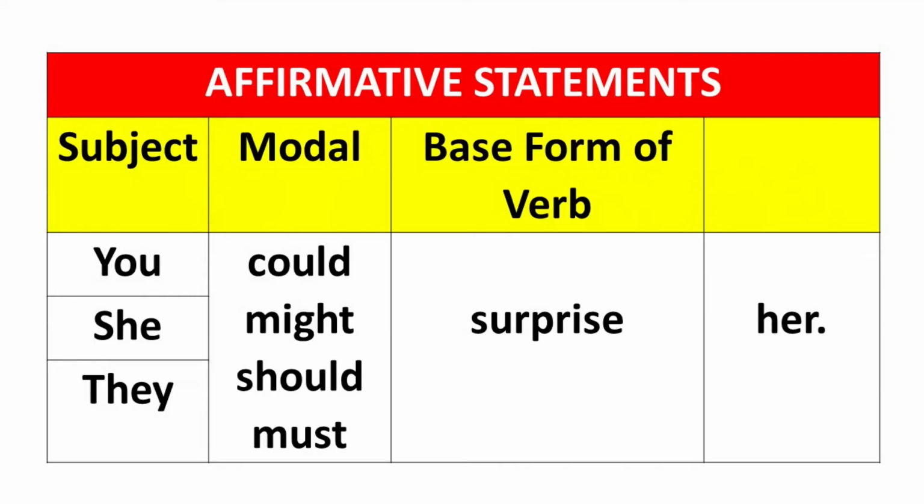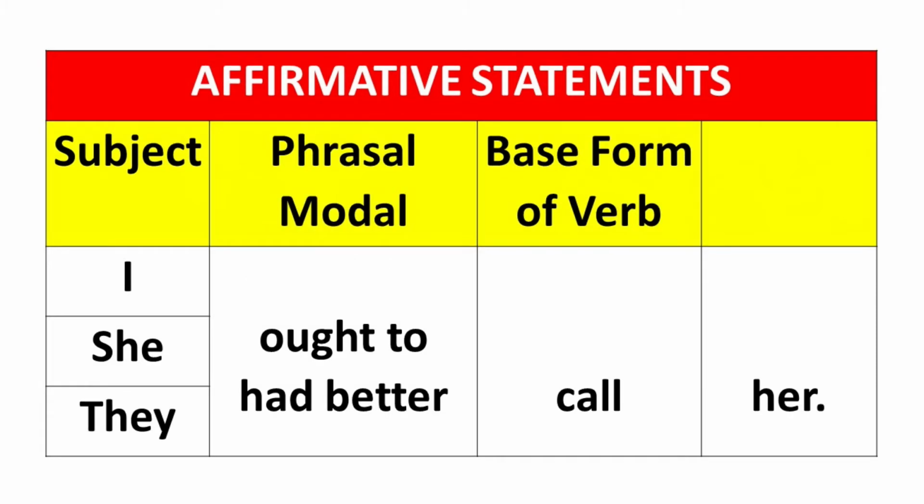Like all modals, could, might, should, and must are all followed by the base form of the verb and have the same form for all subjects. To form affirmative statements, we begin with the subject, then the modal or phrasal modal and the base form of a verb. For example, you could surprise her. You might surprise her. You should surprise her. And you must surprise her. You can also use she or they, followed by any of these modals and the base form of a verb.